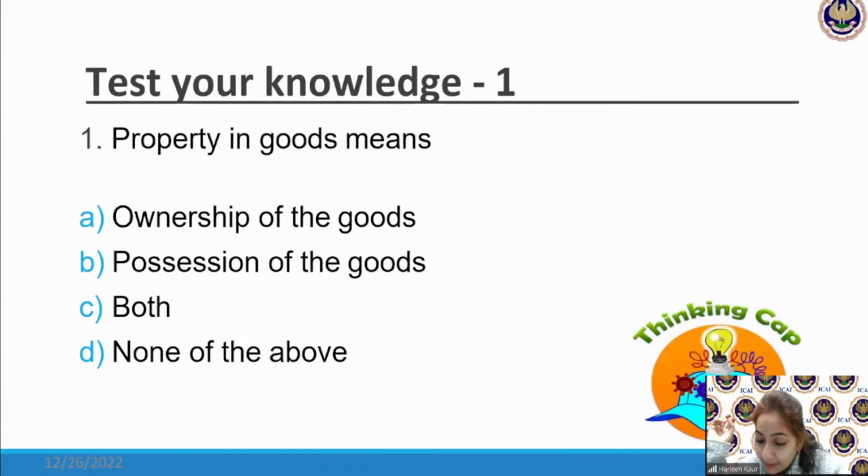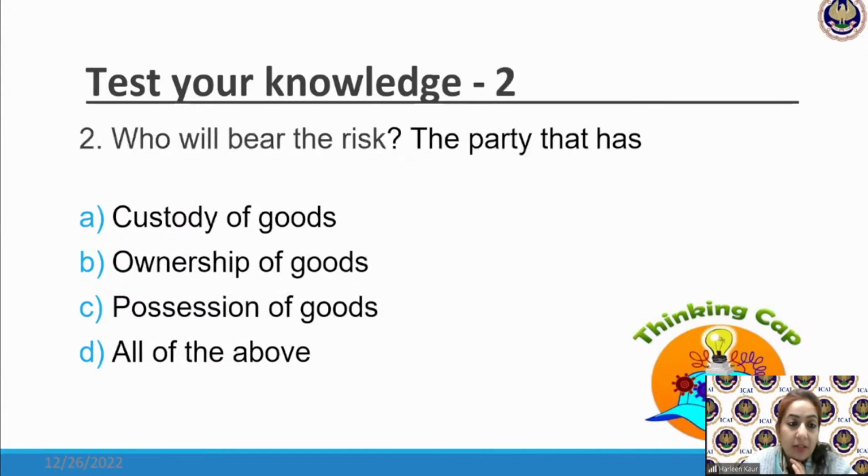Okay. Somebody has a question also. Manish Jain is saying a mattress. Acha, you others can read the second question, please. I am reading the queries meanwhile. Who will bear the risk? The party that has custody of goods, ownership of goods, possession of goods, all of the above? सोच कर देना इसका आंसर.